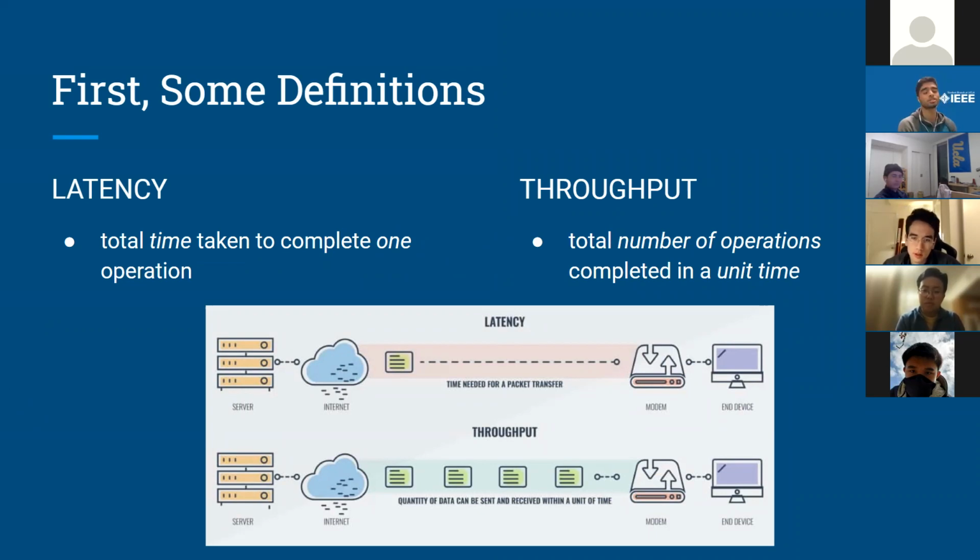Okay, so first we need to talk about two things, latency and throughput. Latency is the total time taken to complete one operation. Throughput is the total number of operations you can complete in some time. So in this nice little image, you can see the latency. One packet is being sent through. How long does it take? That's latency. Throughput: how many operations are we sending over a certain amount of time?